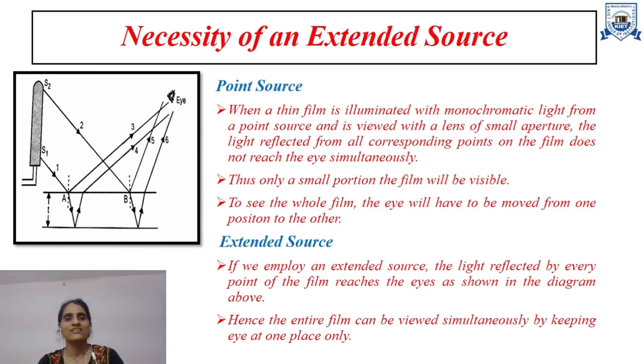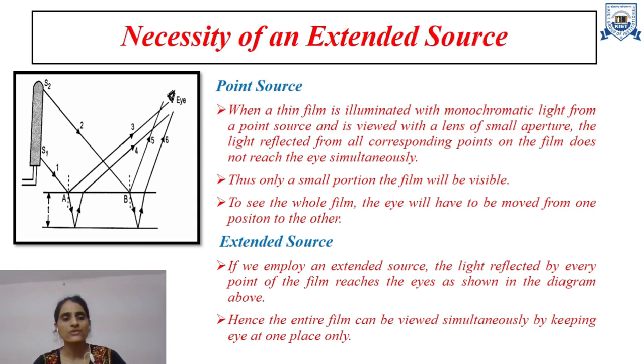Today we are going to study why we prefer extended sources in Newton's ring, the experimental arrangement of the Newton's ring experiment, and at the last, how the Newton's rings are formed. So first of all, before moving to the extended sources part, I will explain what point sources are and why we prefer extended sources rather than point sources.